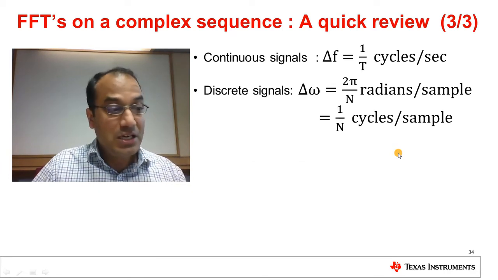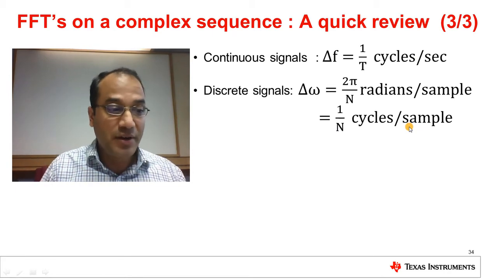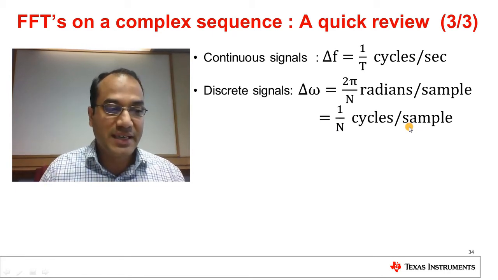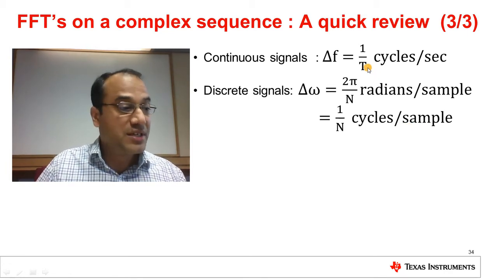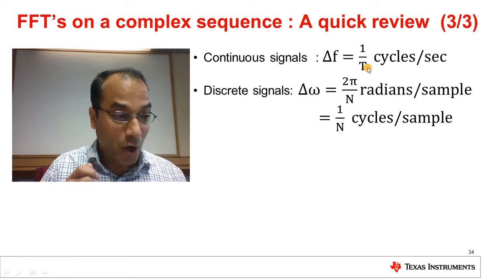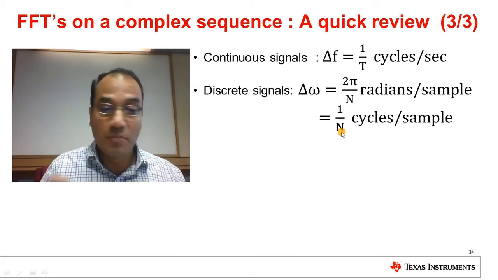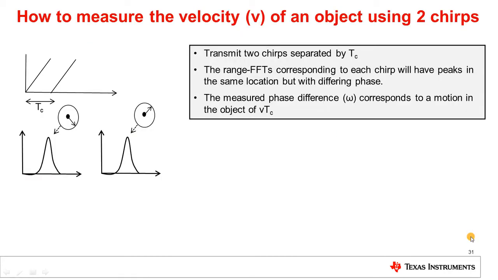So now if you look at these two equations, the correspondence between the discrete and the continuous case really comes through. In one case, the resolution is inversely proportional to the length expressed in the observation time T, and in the other case to the length expressed in the number of observed samples N.